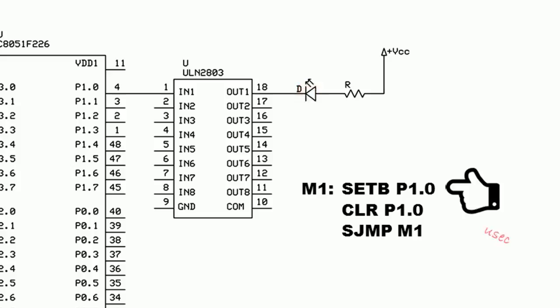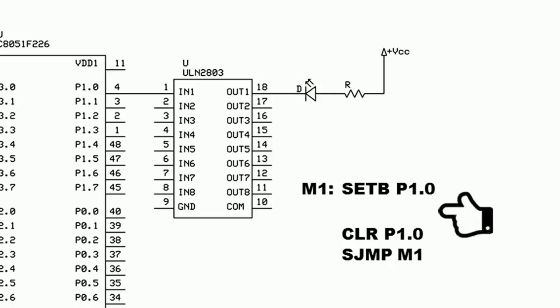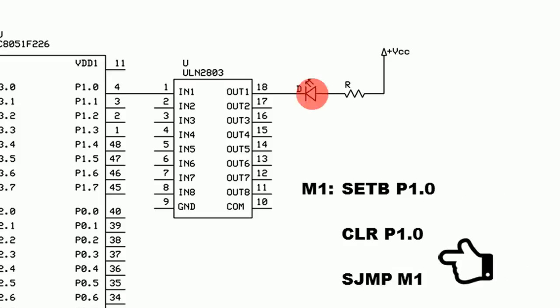8051 instructions typically take a microsecond or less to execute. This program will make the LED blink at microsecond rate. To slow down the blinking rate, insert delays here. Let's do a subroutine call.